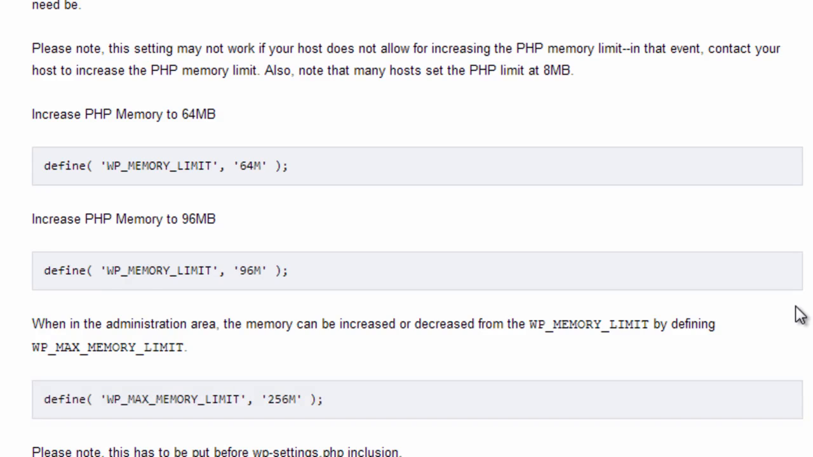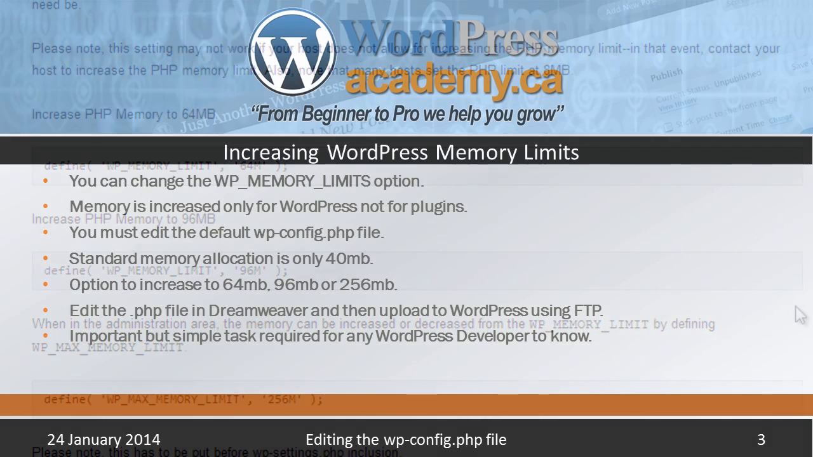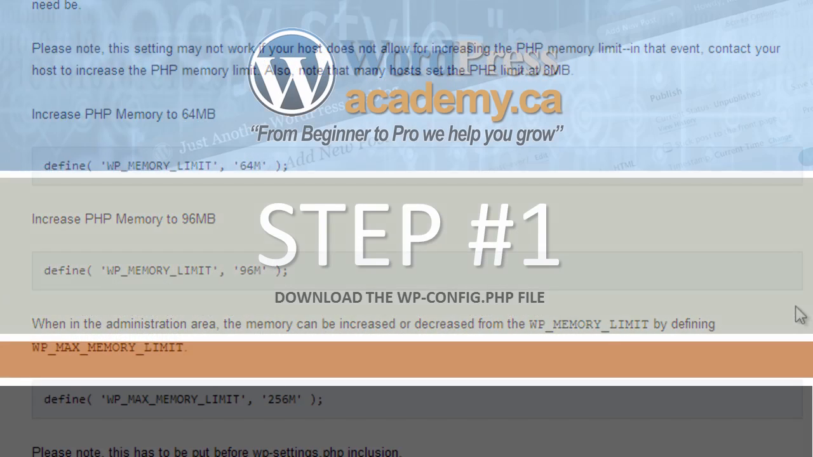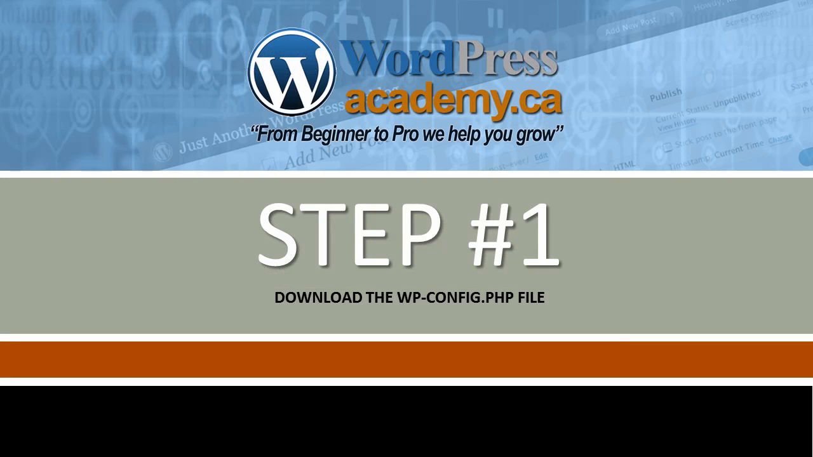In this tutorial, we're going to open and edit the wp-config file. We're going to insert the memory increase code, replace the existing one with the new one, for example, 96 megabytes. We're going to save the file, and then we're going to upload it to the website via FTP. This shouldn't take long, but it's something that every WordPress developer needs to know. So let's get started now.